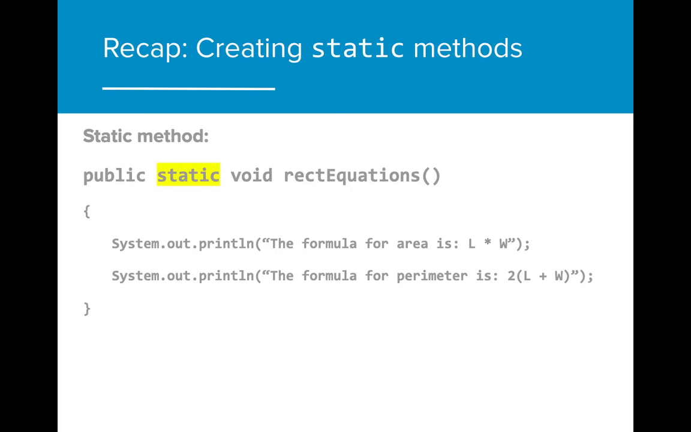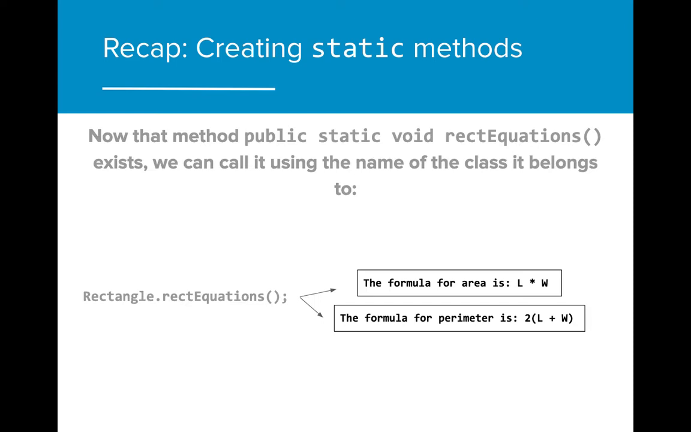If we wanted to create a method that reminded us of the different equations that we could use with rectangles, we could create a static method that printed both the formula for area and perimeter. Now that method public static void rectEquations exists, we can call it using the name of the class it belongs to. When Rectangle.rectEquations is called, it executes the method even though there is no existing rectangle object.